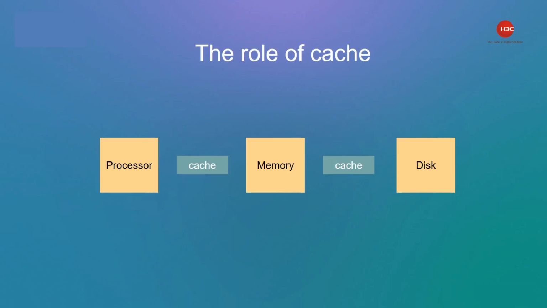The cache is usually a volatile storage medium. The so-called volatile means that the data inside cannot be saved and will be lost after a power failure. The main function of the cache is to improve the system performance between two devices with different rates.